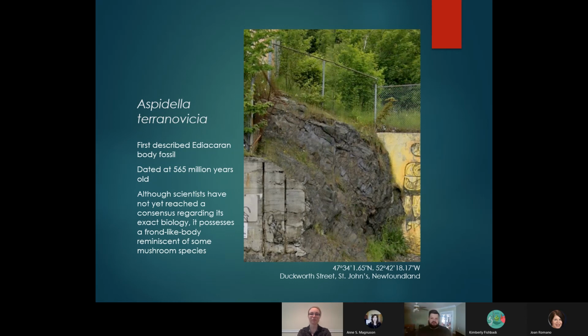And scientists don't quite know what it was. Aspidella is a synonym for a genus of mushrooms, and they gave it that name because it looks kind of frond-like. It looks a little bit like a mushroom, but there's not really any agreement that it is a mushroom or really what its biology was at all. At the time of its discovery, there was a lot of disagreement that it was from the Ediacaran, but eventually enough of these fossils in Newfoundland and across the world came to be found that it had to be accepted that this is an actual body fossil from the Precambrian period.